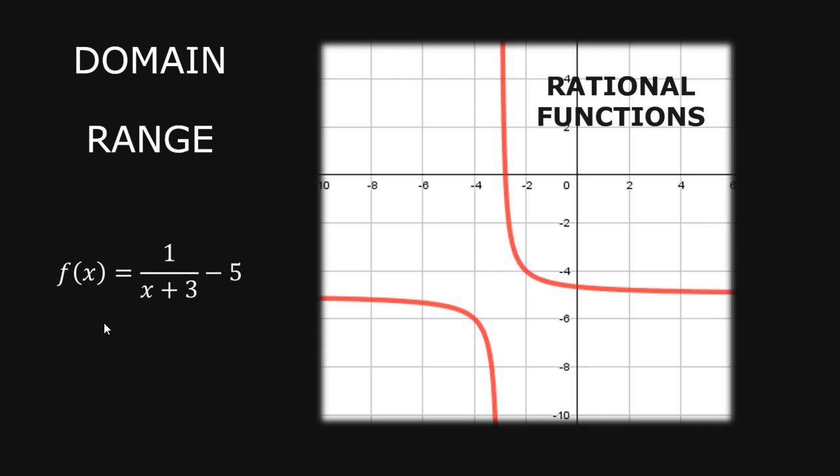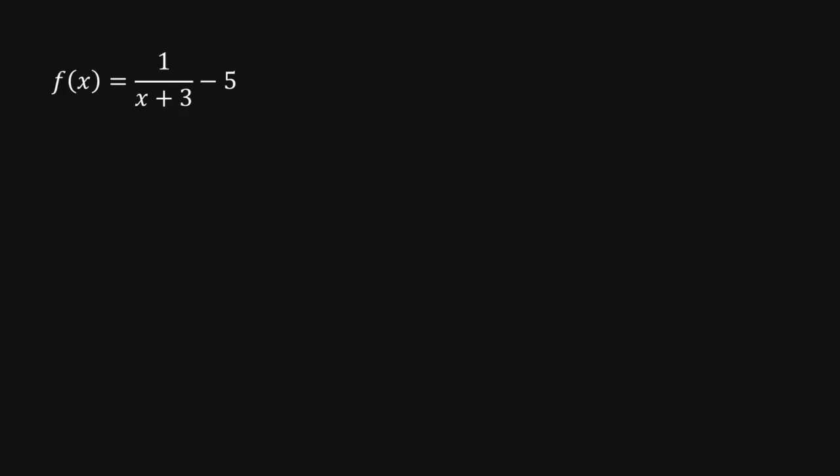One way of finding the range of a rational function is by finding the domain of the inverse function. Another way is to sketch the graph and identify the range. We'll look at both methods. Let's start with the domain.